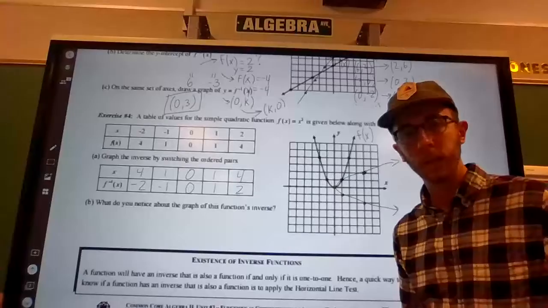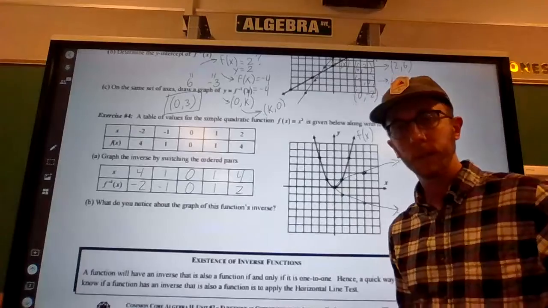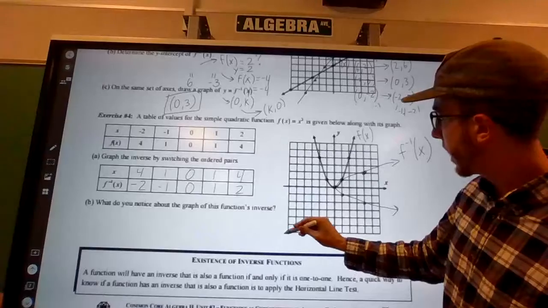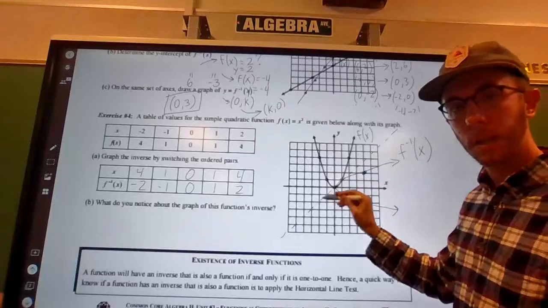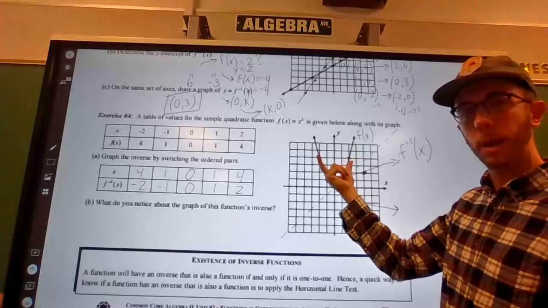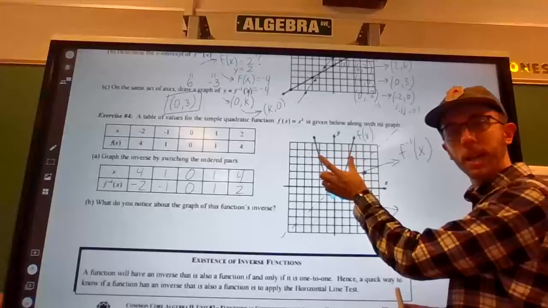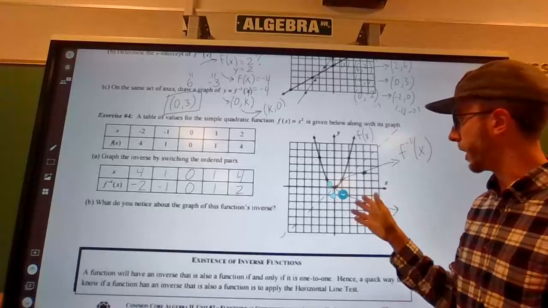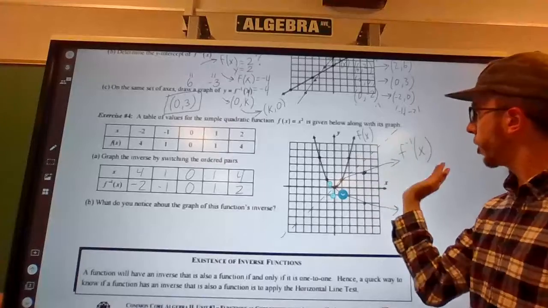The next question, the last question here: what do you notice about the graph of this function's inverse? What do you guys notice? Well, hopefully based on what we said above, if we sketch that line y equals x here, you can see a little more clearly that this original parabola is reflected over that dotted line y equals x to get our inverse function. Think of that line as a mirror. These are mirror images of each other over that line.